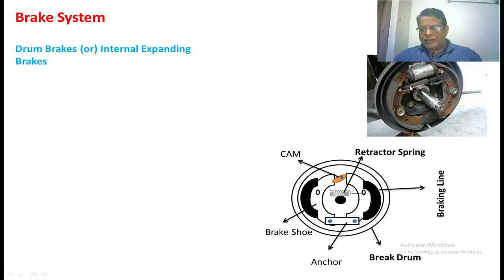So this is the spring. This is the shaft of a vehicle. The outer drum is there, and this drum is connected to the shaft. So whenever the wheel is rotating, only this drum rotates. This is the stationary part.